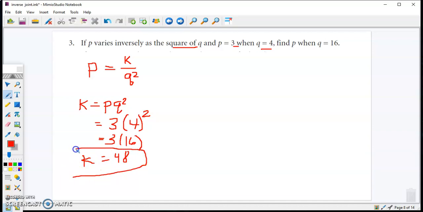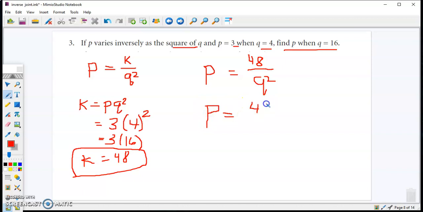After getting the value of k, we substitute that to the equation. So this will become p is equal to, your k is 48, so we substitute that by 48 over q squared. So the question now is we find p when q is 16. So p is equal to 48 divided by, your q is 16, so 16 raised to 2. Okay.